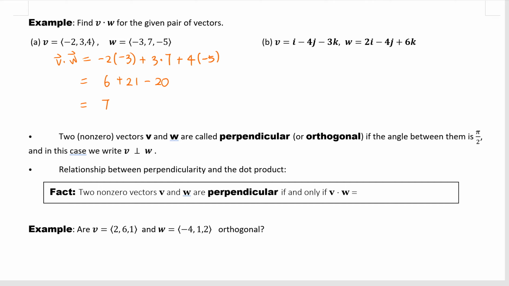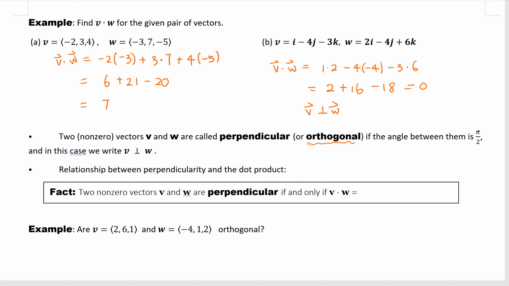Okay, next, v dot w. Well, that's 1 times 2. And then we have minus 4 times minus 4 plus minus 3 times 6. So this is 2. Minus times minus becomes positive 16. 3 times 6 is 18. So we get 0. What can you say about them? We can say v and w, they are actually orthogonal.